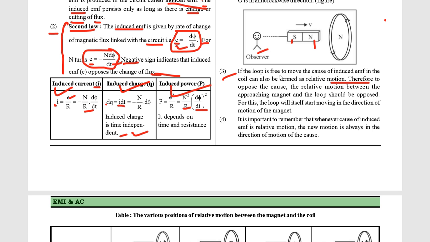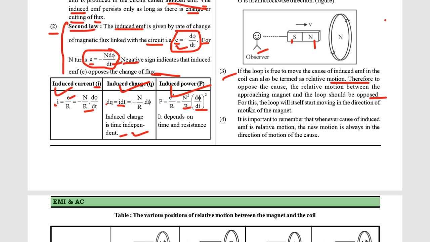So if the loop is free to move, the cause of induced EMF in the coil can also be termed relative motion. You can say relative motion if the coil is at rest and this bar magnet is moving towards the coil, or if this coil is moving towards the bar magnet, or both of them are moving such that there is a change in flux through this closed circuit. If there is a change in flux in this closed loop, you can say this is the relative motion. Therefore, to oppose the cause, the relative motion between the approaching magnet and loop should be opposed.